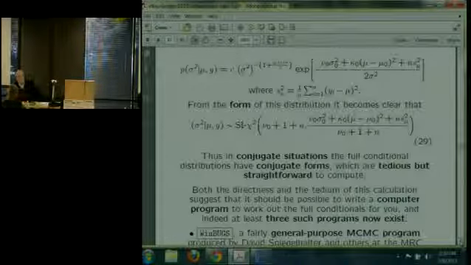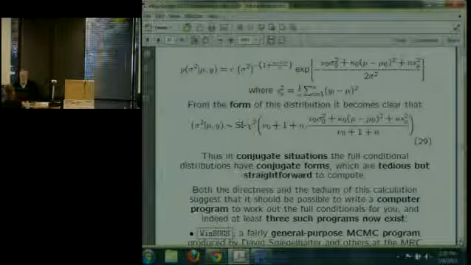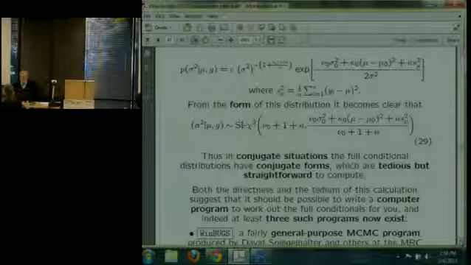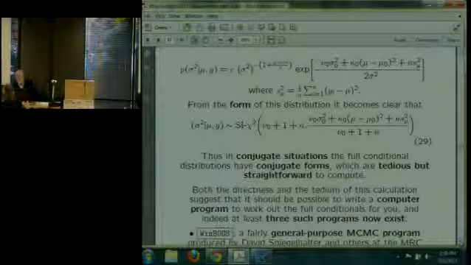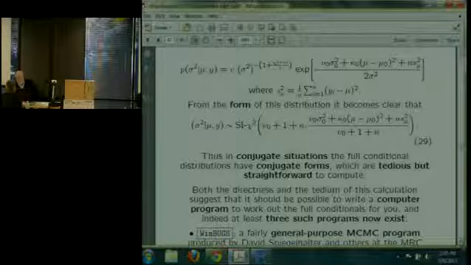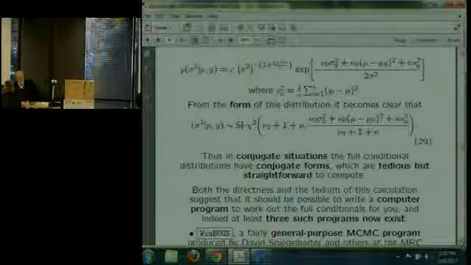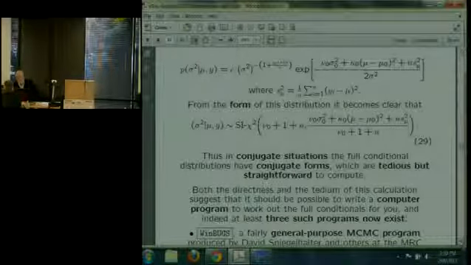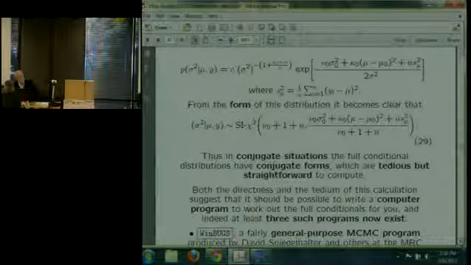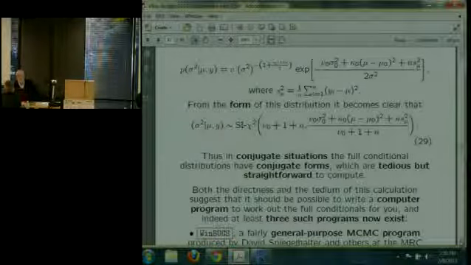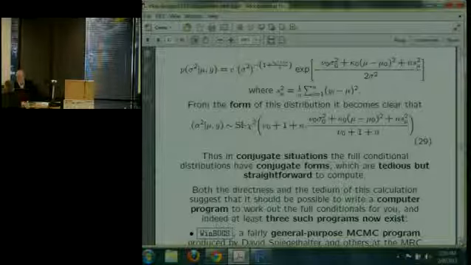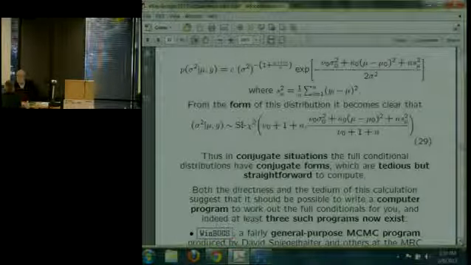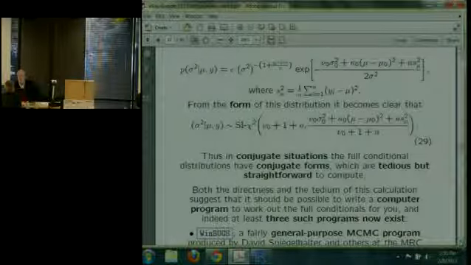So in conjugate situations, the full conditionals have conjugate forms, which are tedious but straightforward to compute. And hey, we live in an age where we have a machine that is very good at doing things that are tedious but straightforward. Namely, let's turn this task over to computers. And so the people who wrote the WinBugs code have actually written a program that figures out what the full conditionals are for you automatically, without you having to do it.